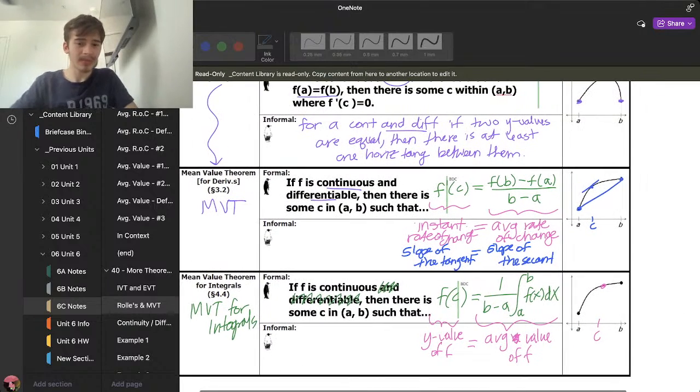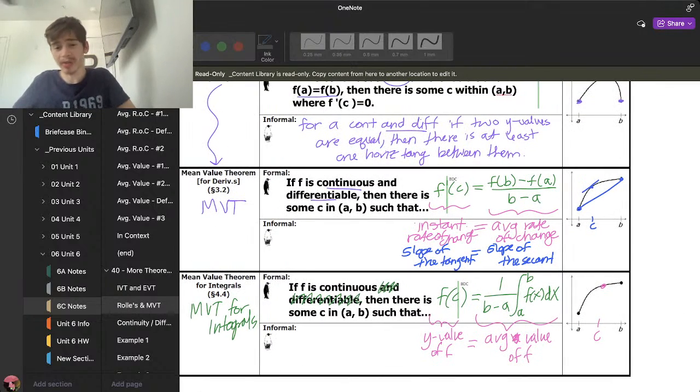MVT for integrals. If it's just continuous, it doesn't have to be differentiable. The y value of f is equal to the average value of f at some point between a and b.